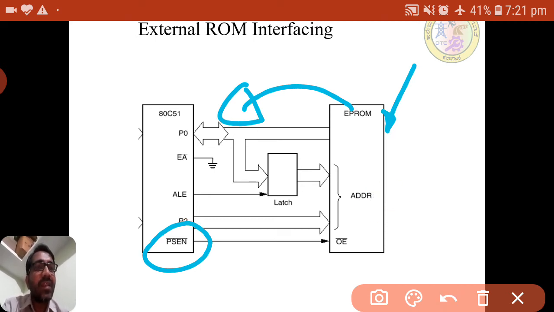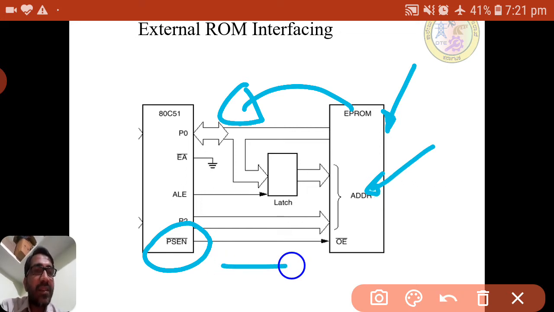This is downloaded through the tool. After that, once it is downloaded and the code is there, it will be interfaced with the microcontroller. ROM means read only memory. Once the microcontroller reads, it is ready for the next read, which is indicated by the PSEN.